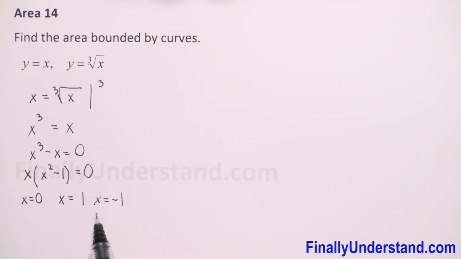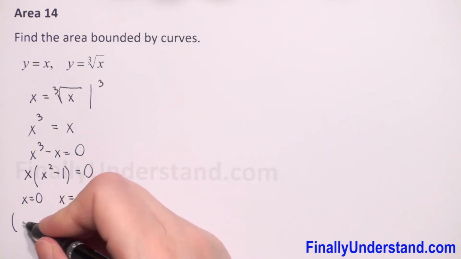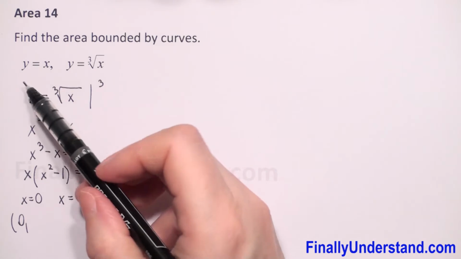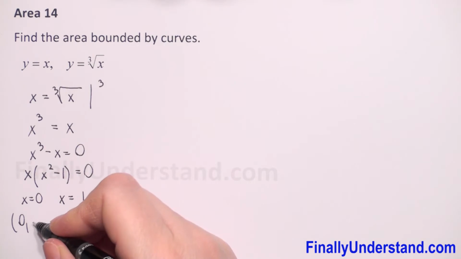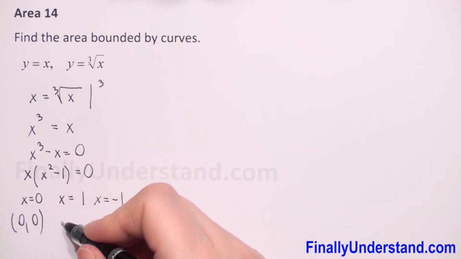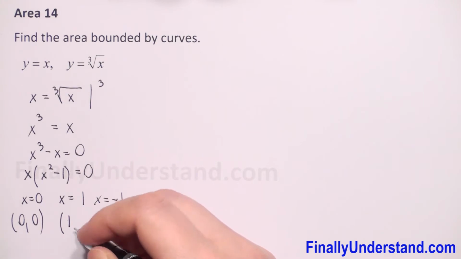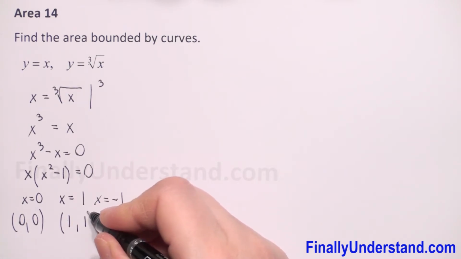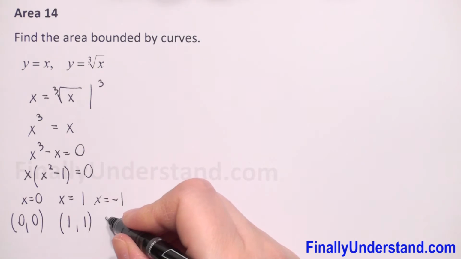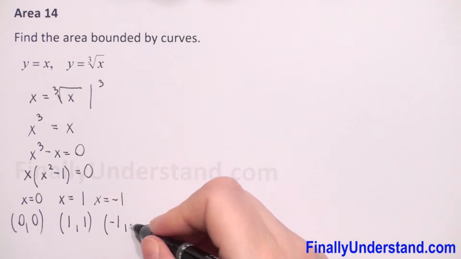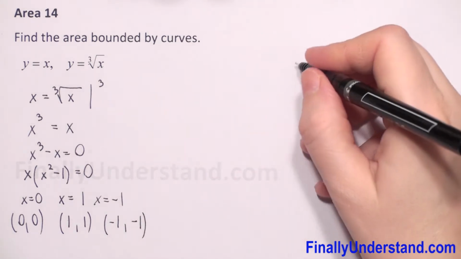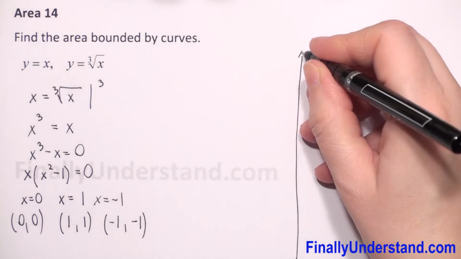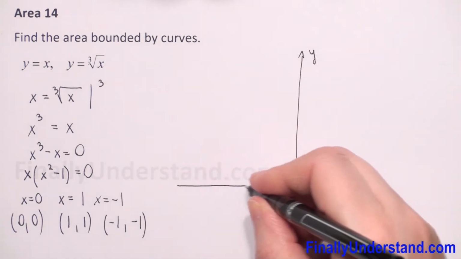Now that we have the x values, we have to find the y coordinates. For x equals 0, y will be equal to 0. We can use the first equation or the second, it doesn't matter. For x equals 1, y will be 1, and for x equals negative 1, y is equal to negative 1. So now we have to draw the xy plane. We have the intersection points.